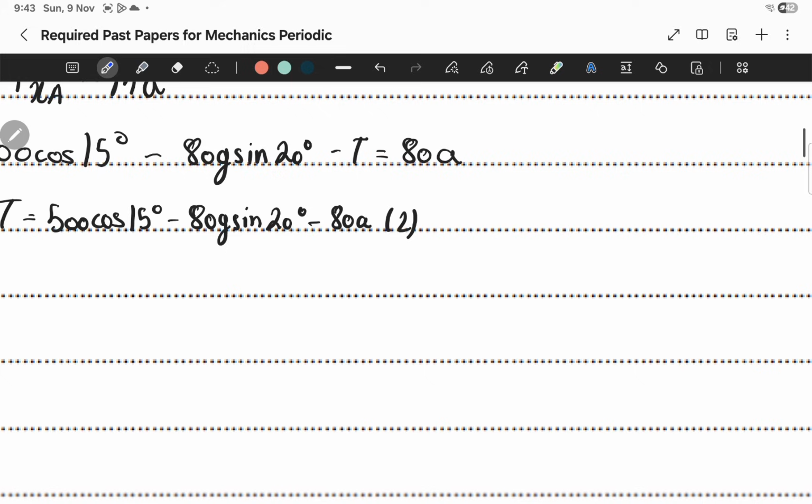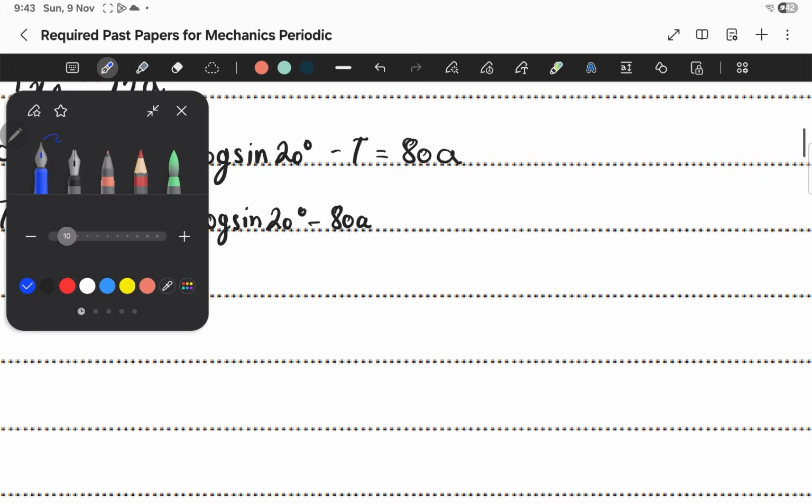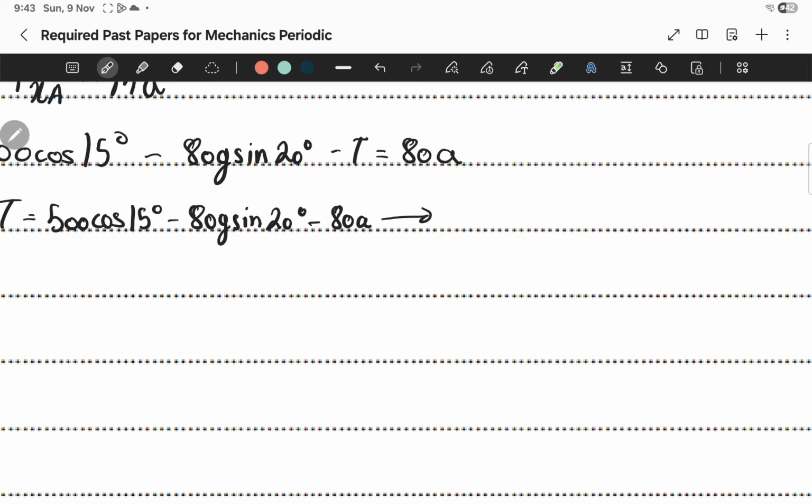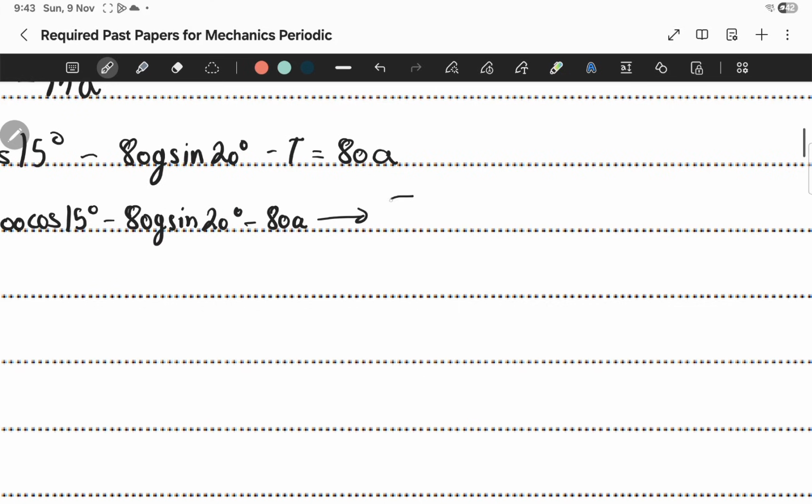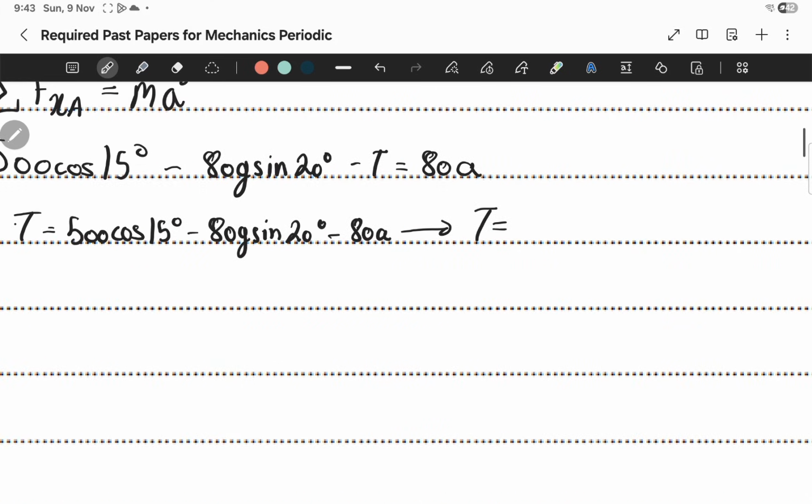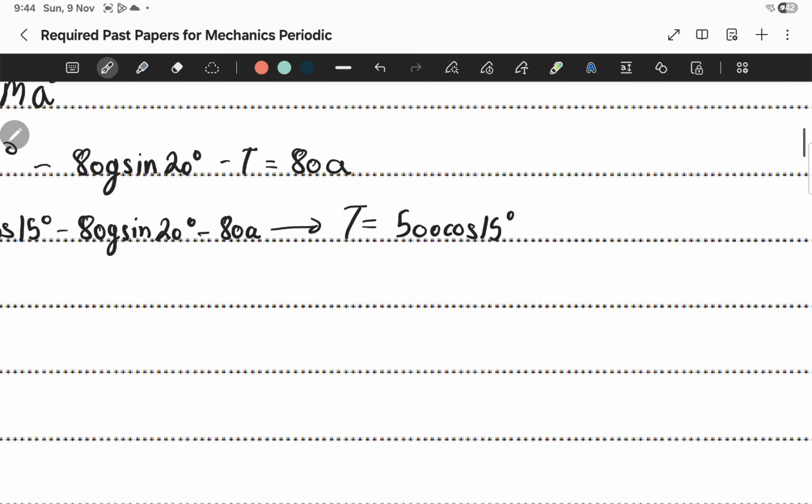Okay, now for this one, we're going to do the same exact thing. Tension is equal to 500 cosine 15 degrees minus 800 sine 20 degrees minus 80A. This is equation 2.